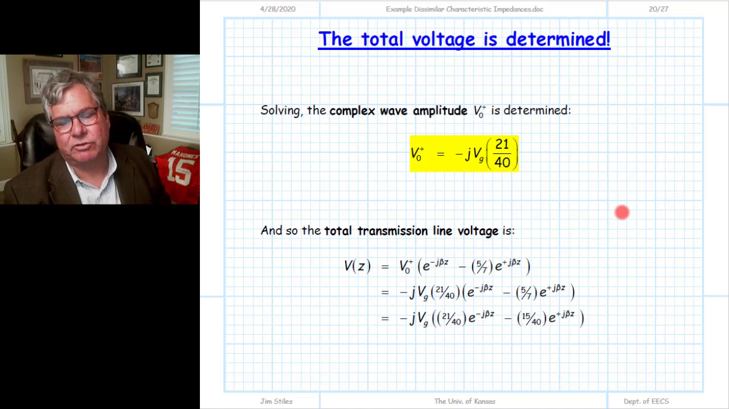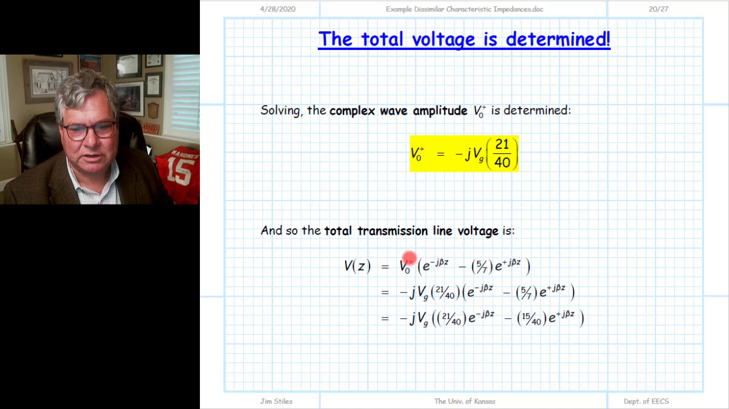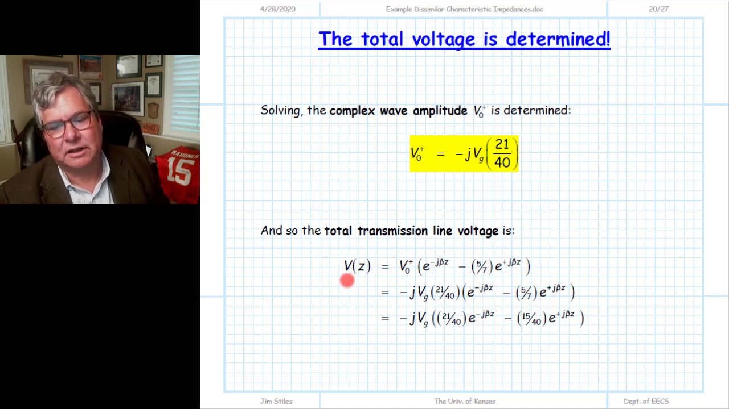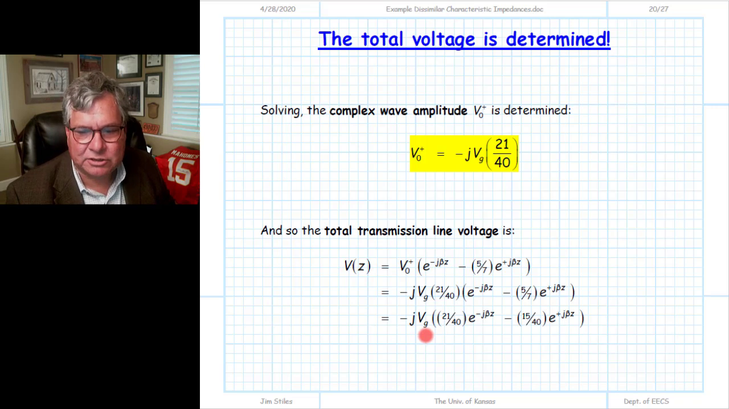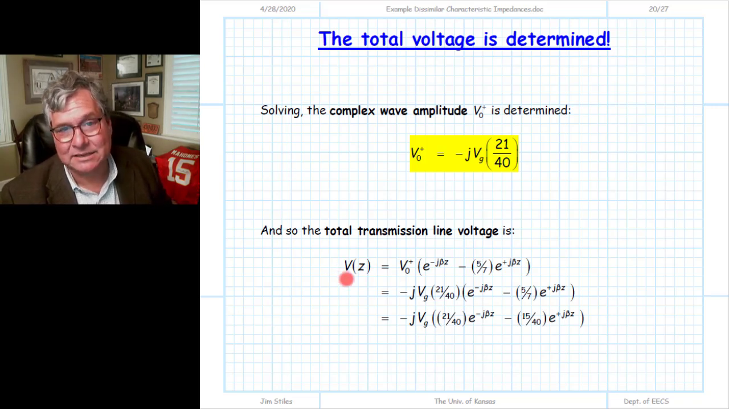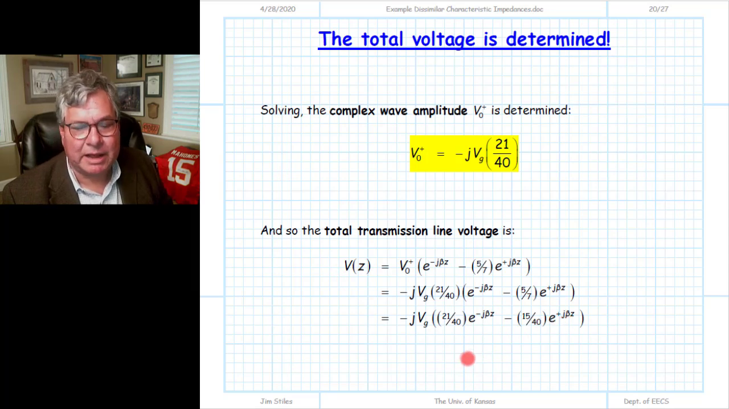So we take that second boundary condition equation and we solve for V0 plus in terms of the independent variable VG. We can then take that result for V0 plus and insert it into our total voltage, the telegrapher equation solution, and this now becomes our total voltage along our transmission line at any and all points, in terms of the complex value VG, the independent variable of the matched source. Notice this is a function of position z. What we care about now is the value of the total voltage at two places on the transmission line, at one end and on the other. That would, of course, give us the port voltages V1 and V2. So let's do that now.